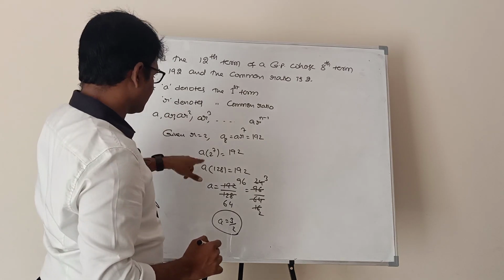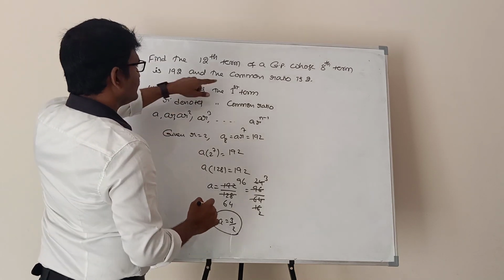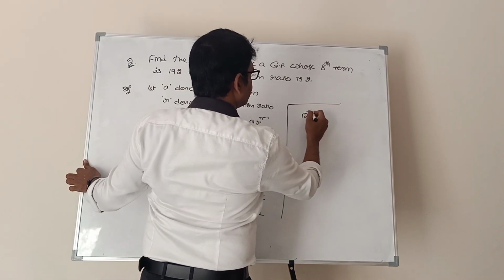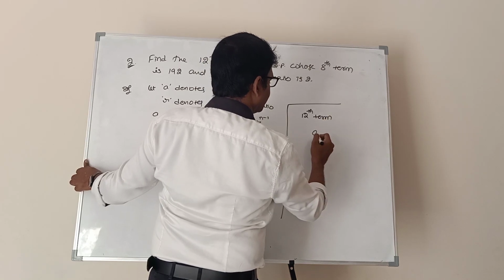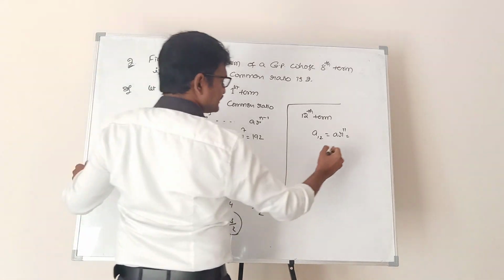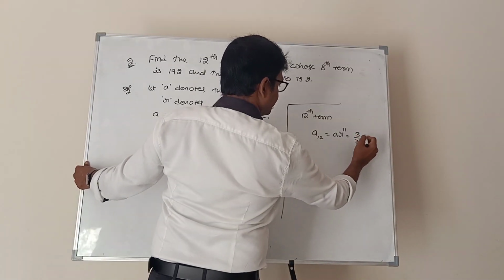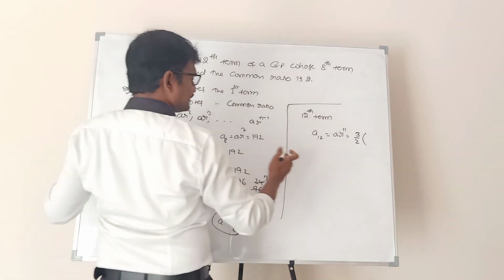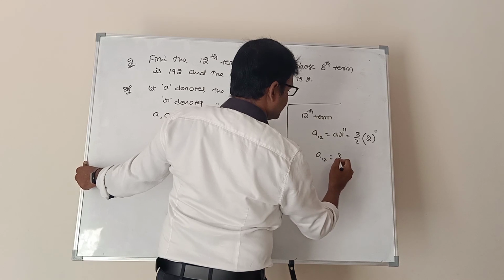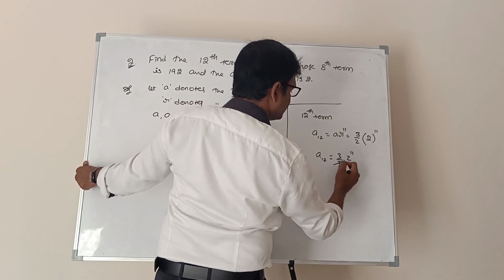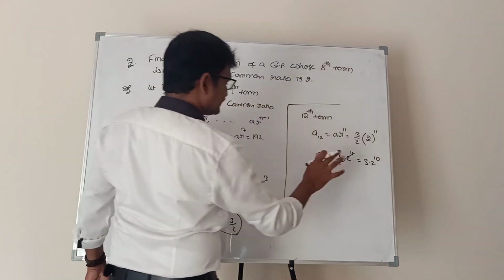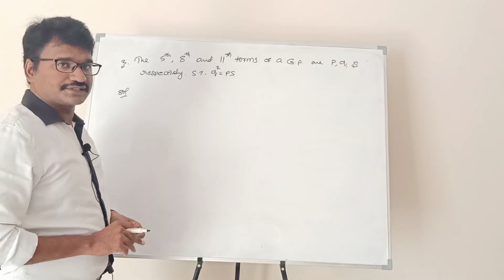Common ratio R is how much? R is equal to 2. Find which term? 12th term. A12 is equal to A into R power 11. A value is how much? 3 by 2 into the common ratio value 2 power 11. So A12 is equal to 3 by 2 into 2 power 11. 2 gets cancelled. 3 into 2 power 10 is the 12th term of the GP.